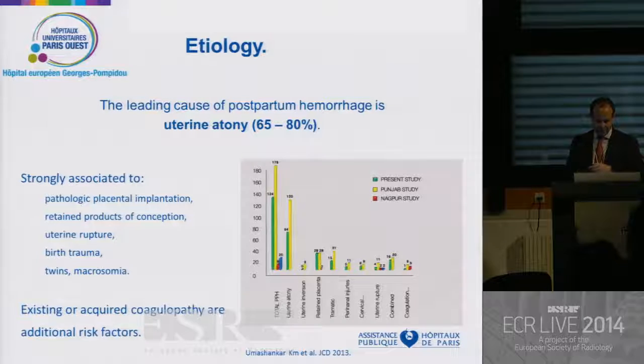So the etiology has been very well described in that paper, and it is strongly associated with pathologic placental insertion, retained products of conception, uterine rupture, birth trauma, twins, and macrosomia. Those factors are very well known to be associated with postpartum hemorrhage.